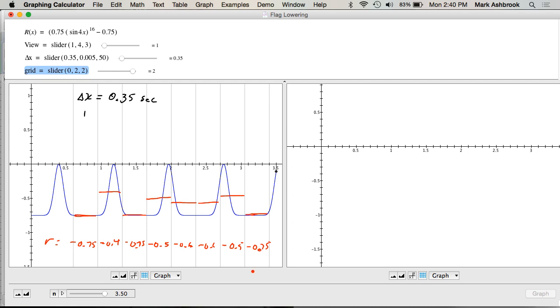So what have I done? I've drawn a new function that's trying to be like the changing rate function as best we can, but using constant rates over intervals of 0.35 seconds. And we're going to call that function r.